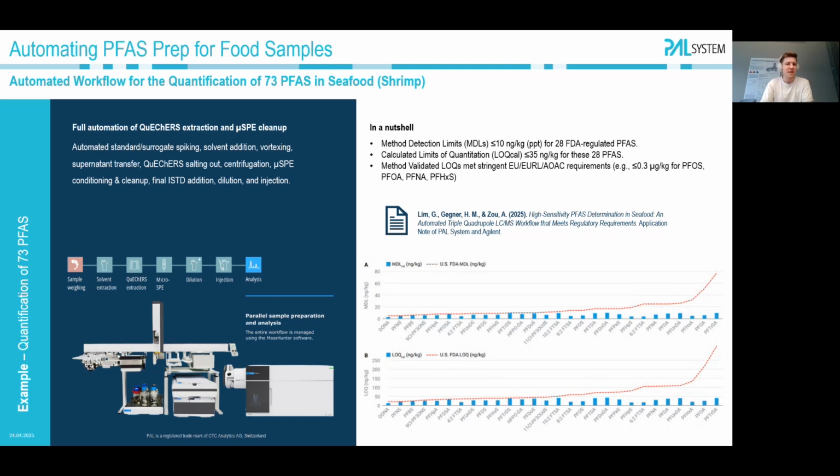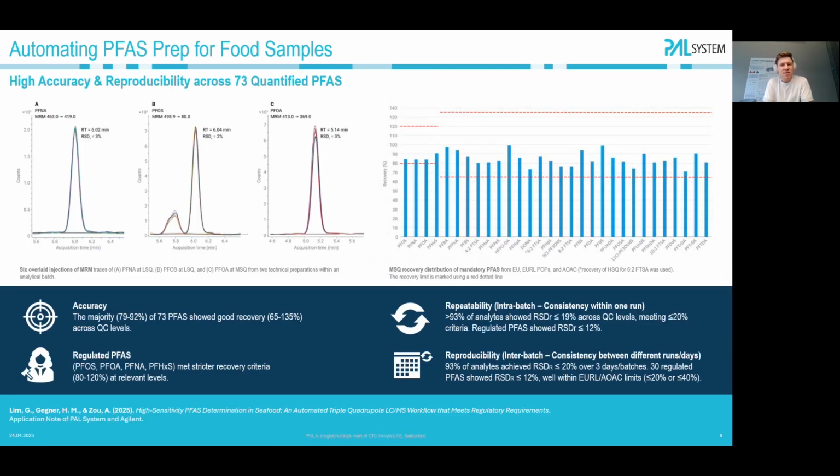and that is great. But it's not just about sensitivity, the accuracy and reproducibility as well as repeatability were good too, with recoveries typically between 65 and 135% for most of the 73 PFAS across the QC levels, and even tighter ones, 80 to 120%, for the regulated PFAS. Repeatability was also very good, below 19%, and often much better, below 12% for the key regulated PFAS. So you can see this is a ready-to-be-implemented workflow, fully automated.